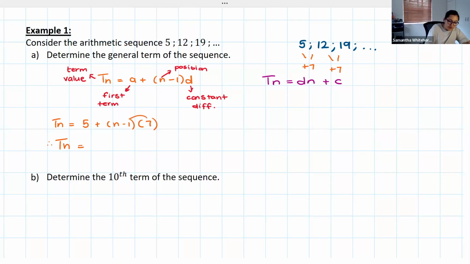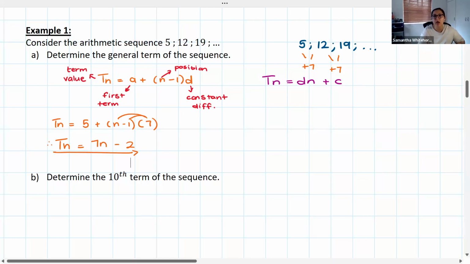And so what we need to do is distribute the 7, leaving us with 7n minus 2 as our general formula. All right, so you don't have to simplify. You can if you want to. It's not an absolute must. I prefer to do it. It makes me feel better. Like I said, you're not going to be penalized. Right, so that's the first way that we can do it.